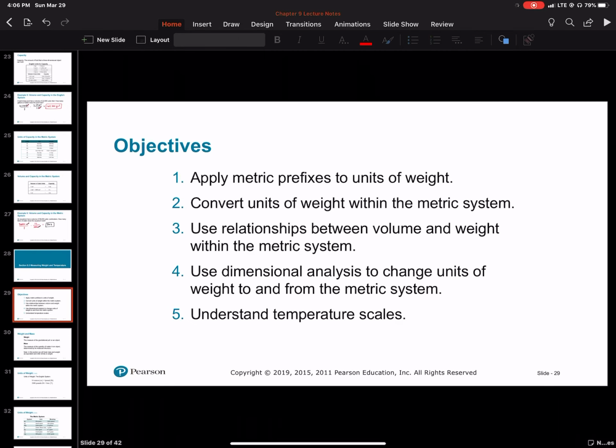So some objectives for today. We're going to apply metric prefixes to units of weight. We will convert units of weight within the metric system. We are going to use the relationship between volume and weight within the metric system. We're going to use dimensional analysis to change the units of weight to and from the metric system. And we will understand temperature scales. So take a minute and make sure you understand that you can always pause these slides and we'll go through that.